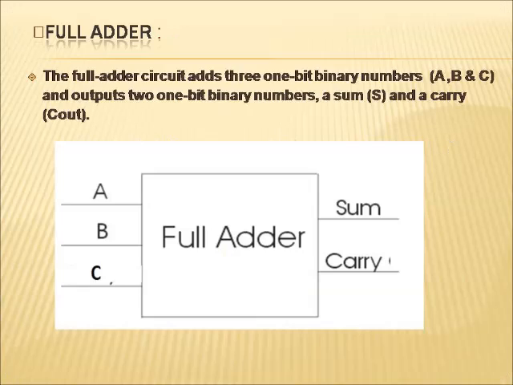Okay. So a full adder is an electronic circuit which performs the addition of 3 binary bits. Let the 3 binary bits be A, B and C. When we add these 3 binary bits, it can produce a sum and it can produce a carry.